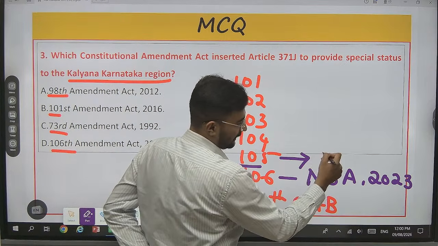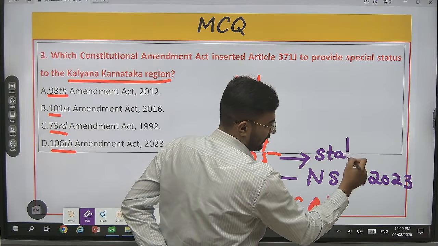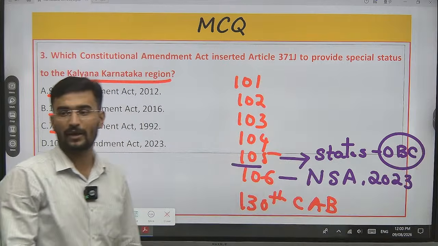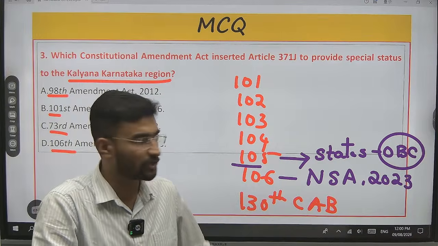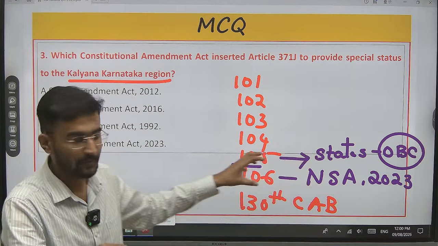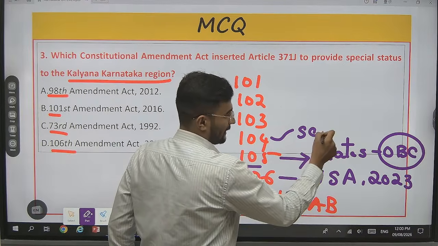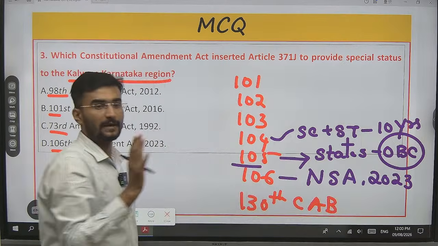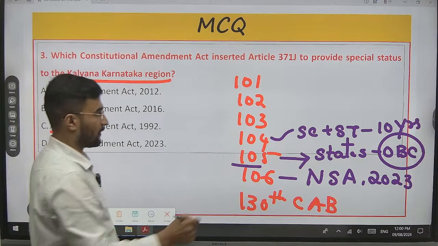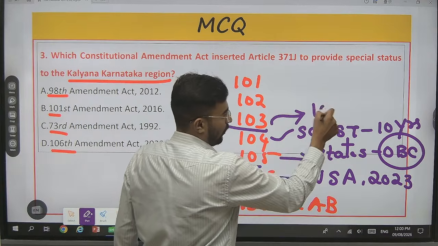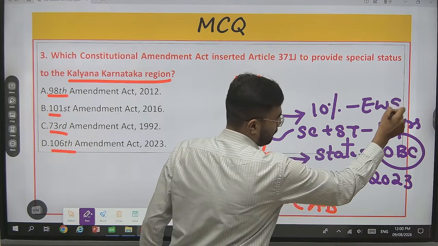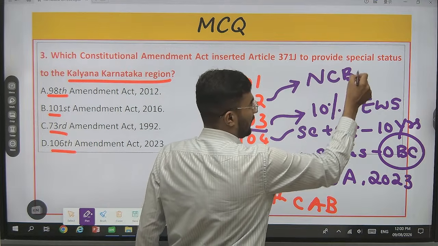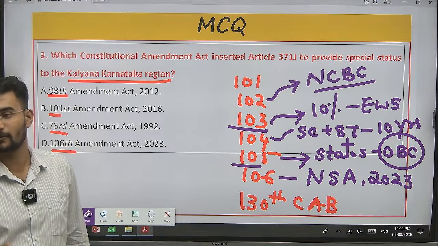And 105, what does it relate to? It is the power which has been given to the states with respect to identification and recognition of OBC reservation, OBC people. And 104 talks about SC ST reservation, extended by how many years? 10 years. The Anglo-Indian concept has been dropped. 103 talks about 10% reservation for whom? EWS. 102, the National Commission for BC has been given constitutional status.